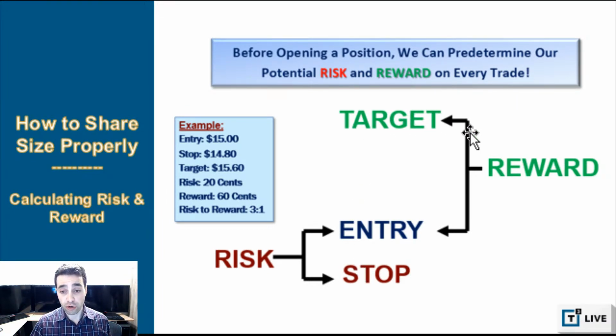Your reward is the difference between your target area and your entry. So if your target was 15.60 minus the entry, which is 15, that's 60 cents. So your reward would be 60 cents. Now your reward to risk is 60 cents divided by 20 cents. That's 3 to 1 reward to risk.